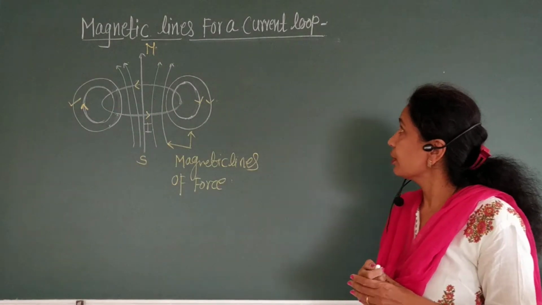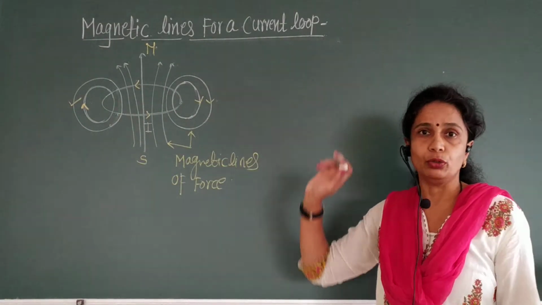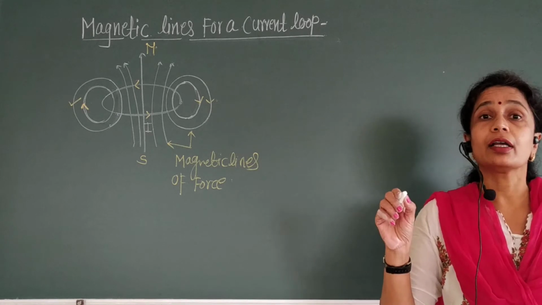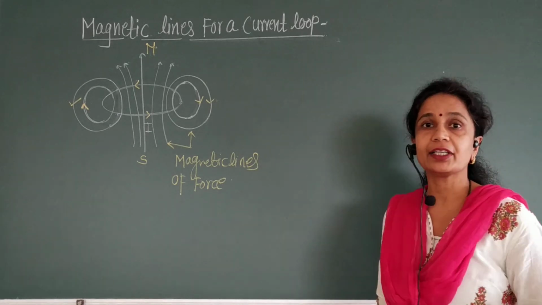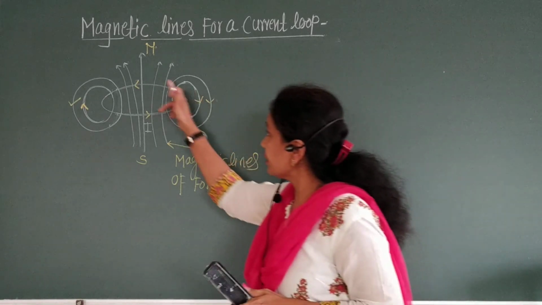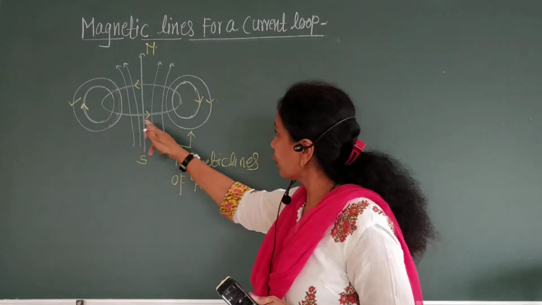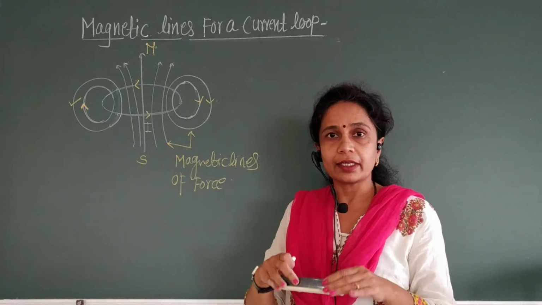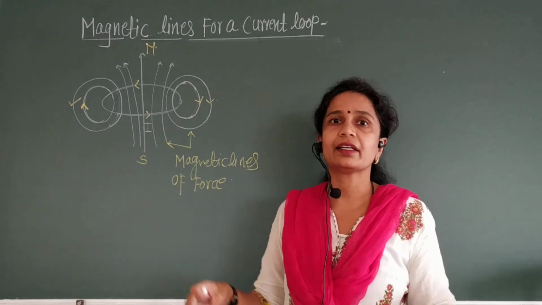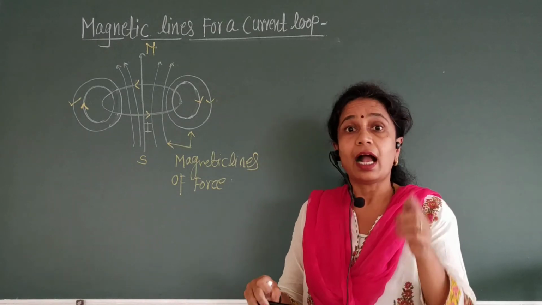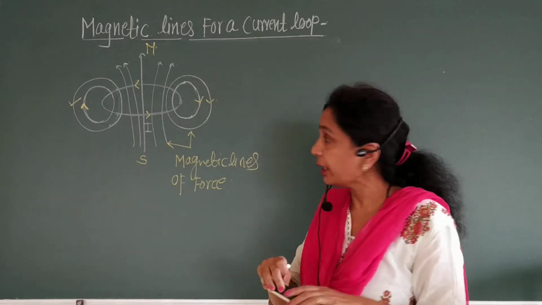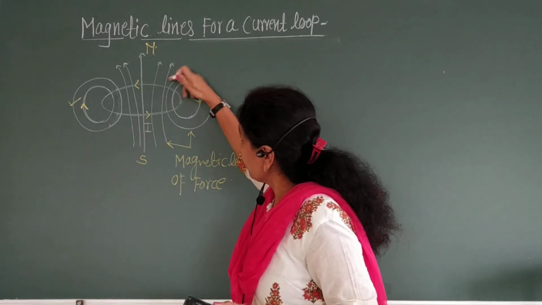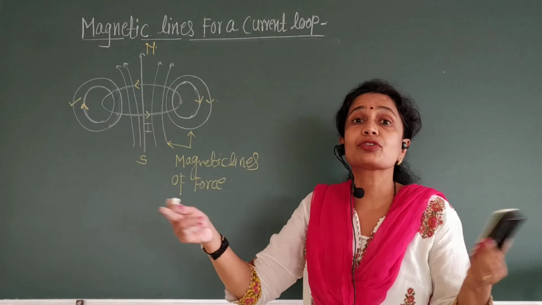Magnetic lines of force for a current loop. What are magnetic lines of force? It is the pictorial representation of the magnetic field. Therefore, consider that this is a circular coil carrying current I. If this circular coil carrying current I is kept in iron filings, then the iron filings are attracted in such a way that they form a loop. They form these magnetic lines of force.